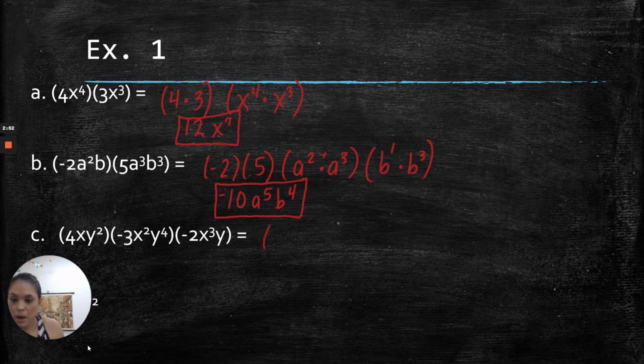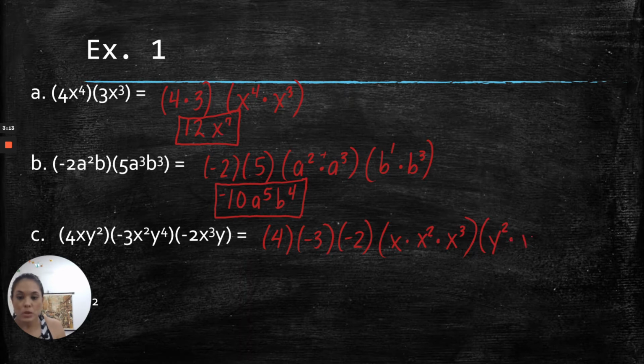Now I've got 3 different terms here. I'm going to separate my numerical coefficient. So this would be 4 times -3 times -2, and then x times x squared times x cubed, and then my y's, y squared times y to the 4th times y. Okay, so I've got 2 negative numbers. A -3 times -2 is +6 times 4 is 24.